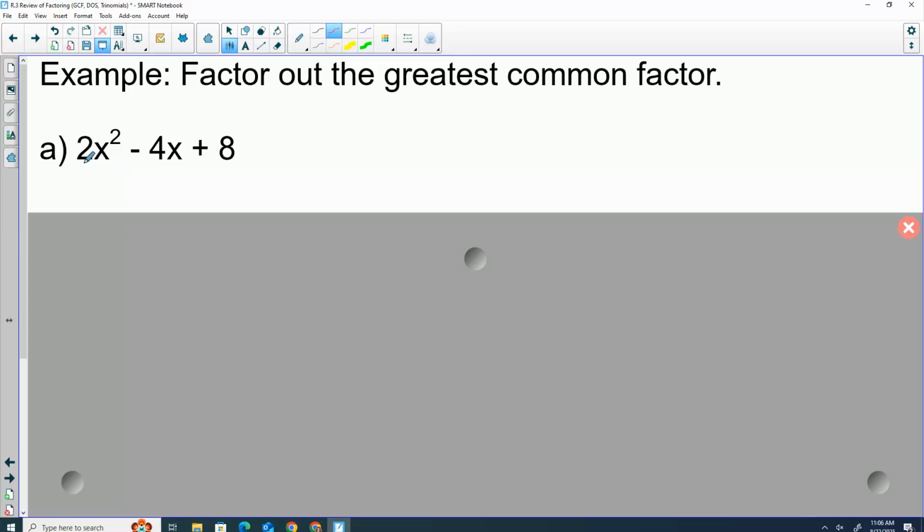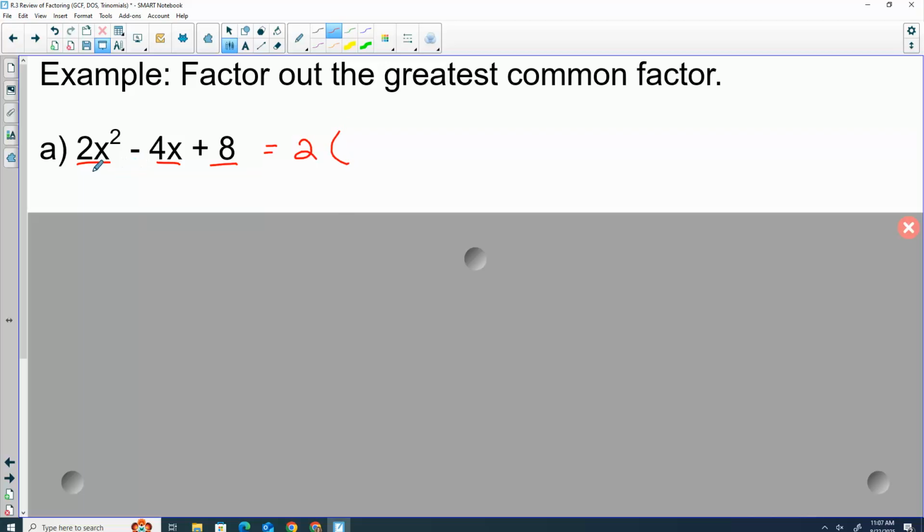So we're separated by addition and subtraction. So we've got our 3 terms. All right, looking at the numbers, 2, 4, and 8, what can you divide all of those by? 2. So we're going to factor out a 2. Looking at the variables, we have an x squared, we have an x, and this one doesn't have anything. So can we take out a variable? No, 2 is all we can take out.